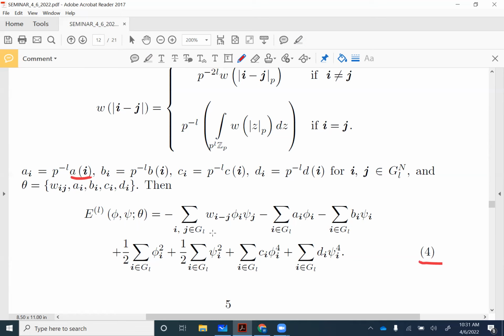I mean, this functional is similar to the one that I presented in my first seminar. The difference is that in this functional, the indices run through GL, and GL is a finite ultrametric space. In the functional that I presented in my first seminar, instead of GL, we have a square lattice. Okay. Comments or questions?